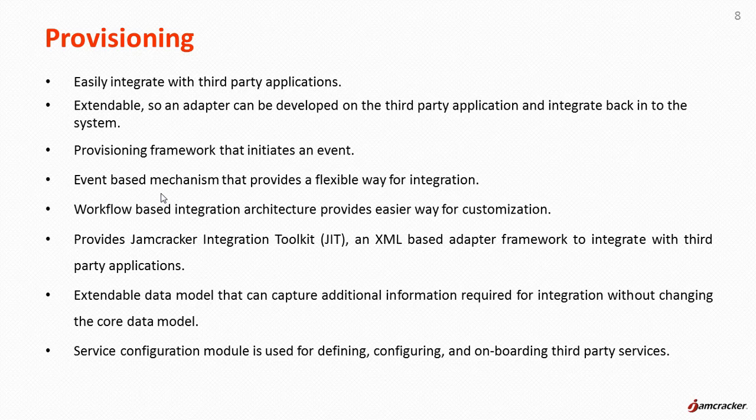This slide describes the provisioning aspects of JSDN as a platform. The platform is designed in such a way that it is easily integrated with a third-party application by having standard hooks in order to do certain operations like provisioning and metering, etc. So it is very extensible. An adapter can be developed for a third-party application and integrated back into the system.